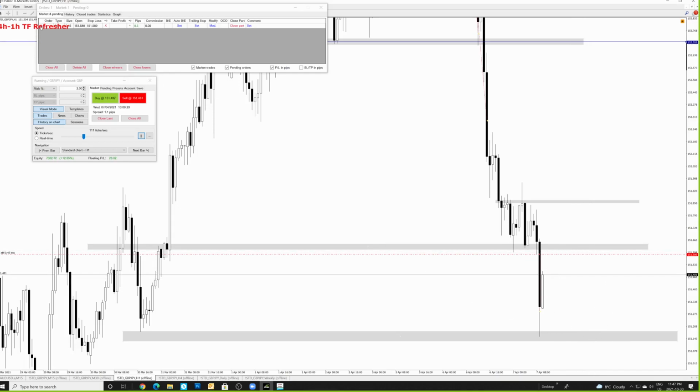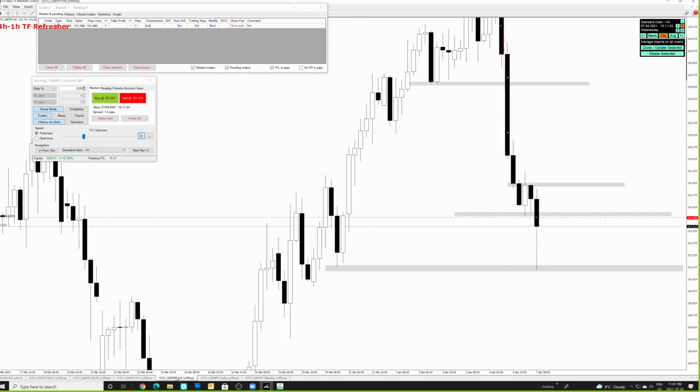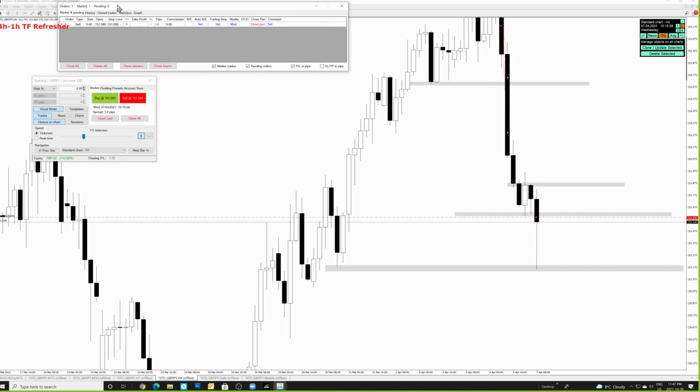Actually, let's close this right here because, oh wow, it's like pulling up its pants over here. But still, I guess, pretty good. High time frames are like high probability setups.